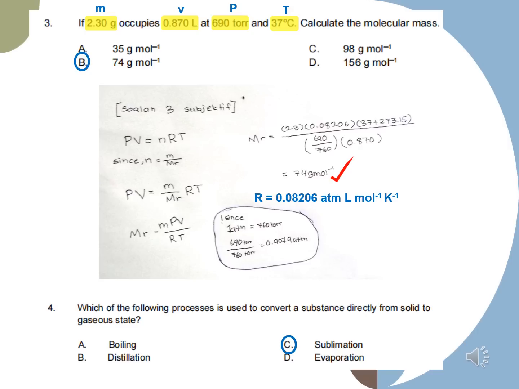Next, we move to question number 4. Which of the following processes is used to convert a substance directly from solid to gaseous state? From solid to gaseous is sublimation. So the answer is C.